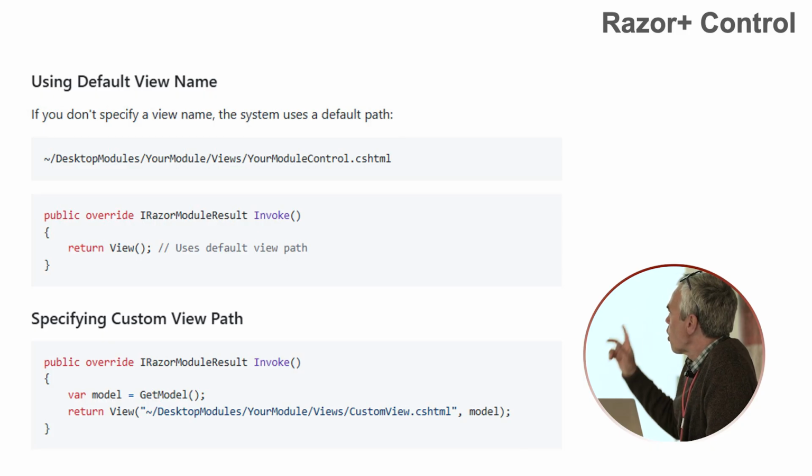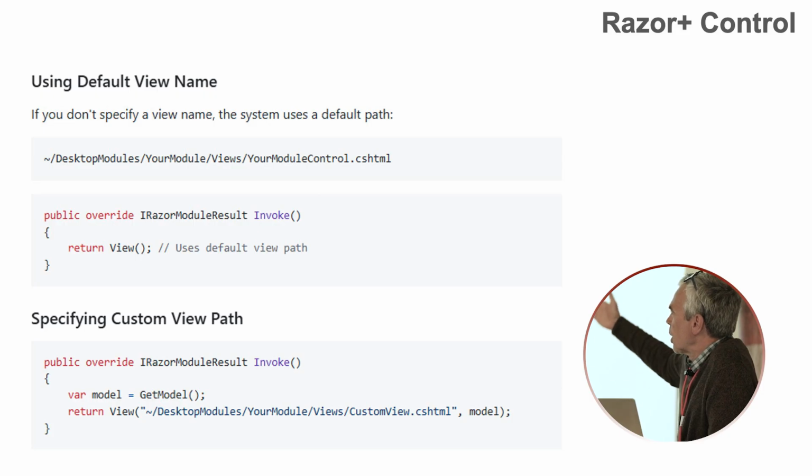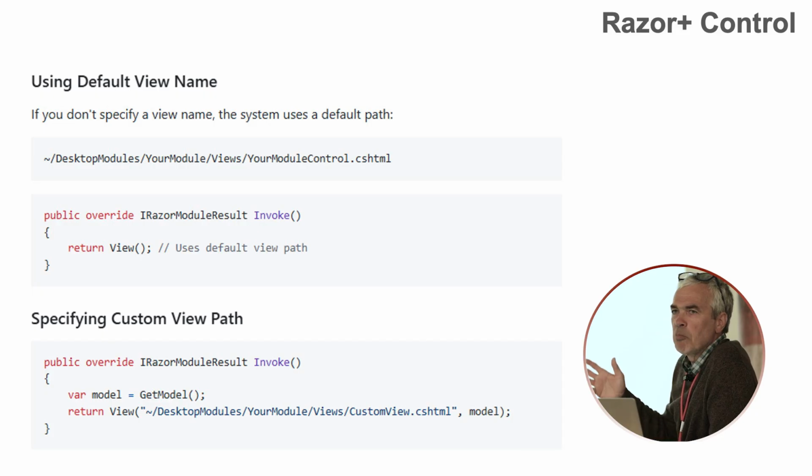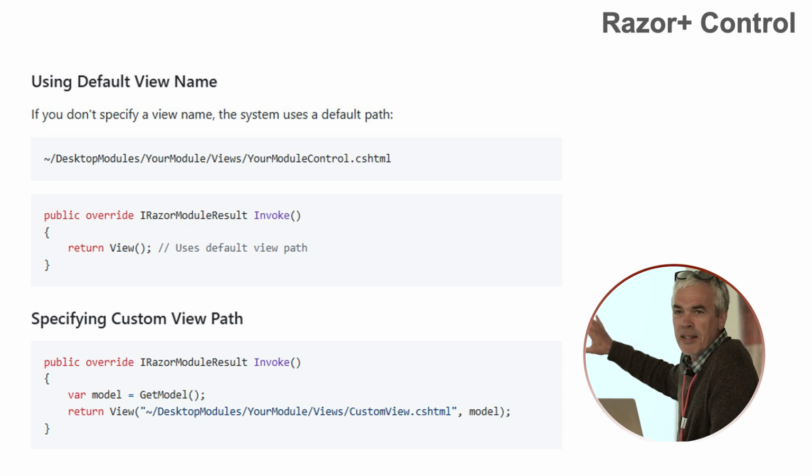If we go into a little more detail on the Invoke method, this is a typical implementation of it: you start by getting your data, then you create a model, and you give that model to the view. I think most people can recognize that kind of pattern.